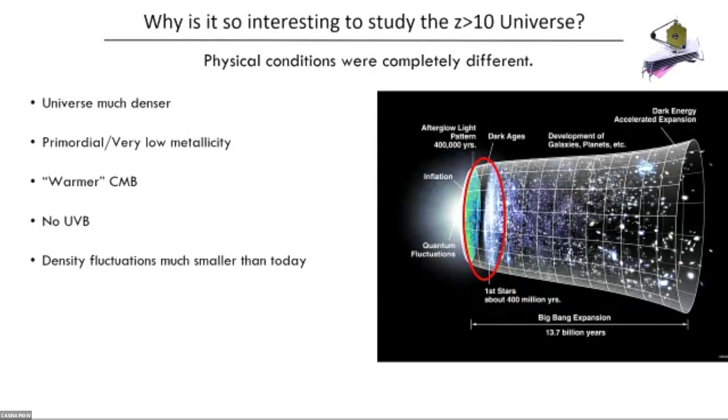One, as Sandro mentioned, the physical conditions were completely different. The universe, first of all, was much denser. There was very low metallicity. The CMB was warmer. There was no ultraviolet background permeating the universe. And so stars, as a result, were significantly different, low metallicity, etc. So the physical conditions of the objects at that time were completely different.